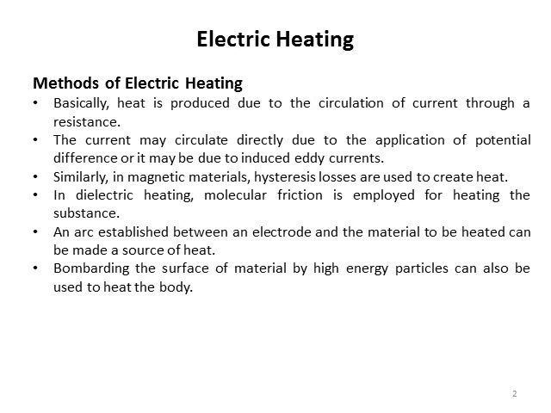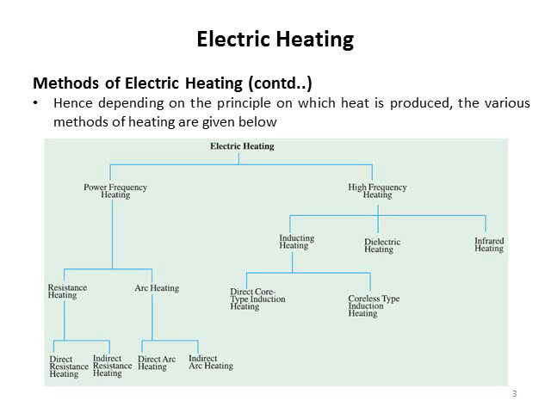An arc established between the electrode and the material to be heated can be made the source of heat. Bombarding the surface of material by high energy particles can also be used to heat the body. So these are the various methods of electrical heating. The heating depends on the principle on which the heat is produced. The various methods of heating are given below.